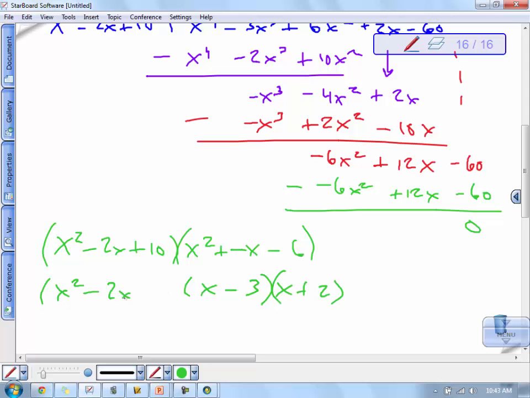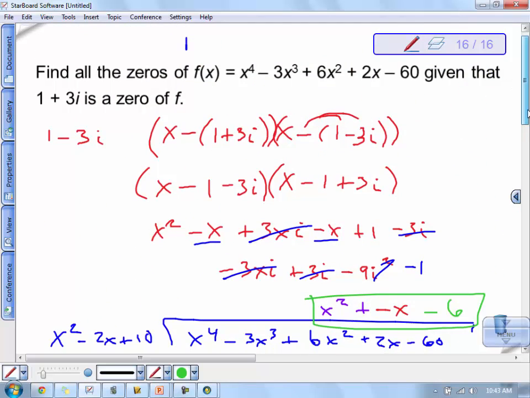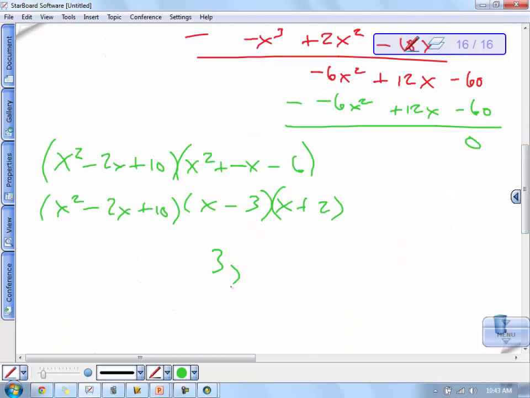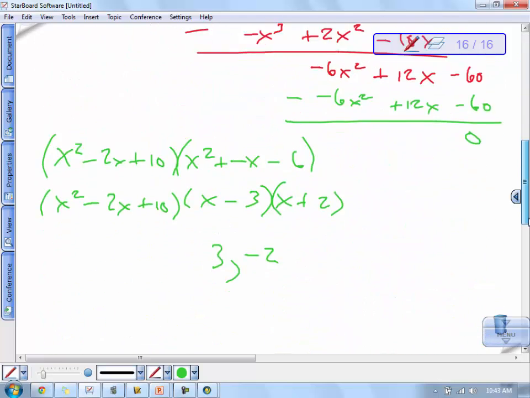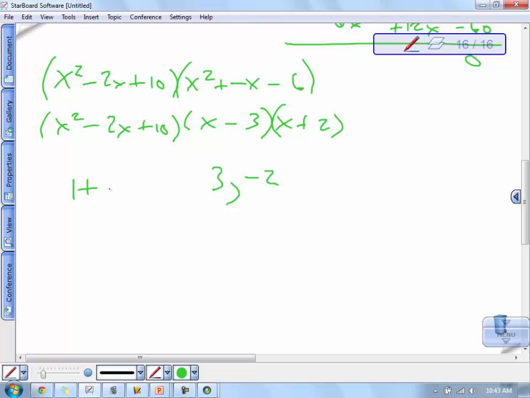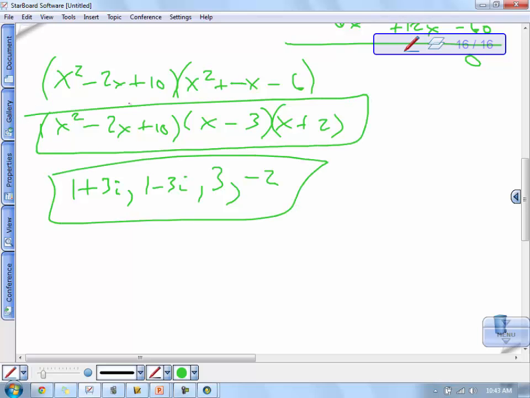So here's the complete factorization of the original polynomial that was given. This is an irreducible quadratic, and these are the other two factors. They didn't ask for this though. All they asked for were the zeros. So the other two zeros are 3 and negative 2. Okay, so the first two zeros were the imaginary ones: 1 plus 3i, 1 minus 3i, and 3 and negative 2. Those are the four zeros. And then here's the complete factorization if you're ever asked that question on a quiz or a test.